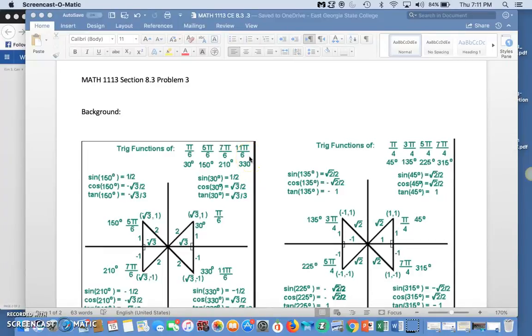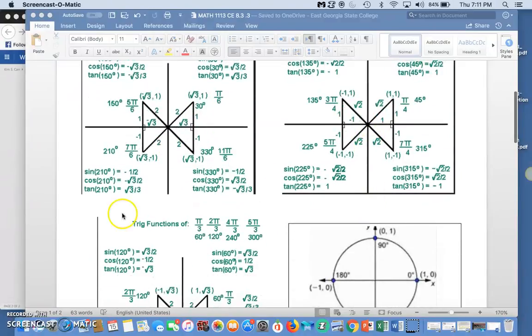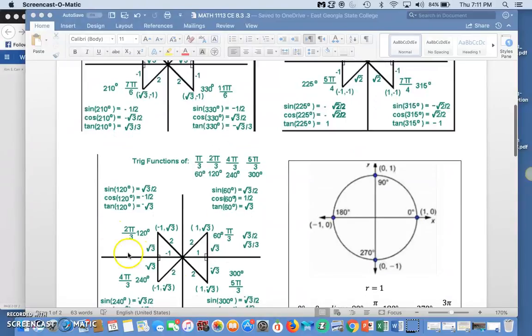Okay, this is an updated version for section 8.3, problem 3. This is a lot of the background information that you have. It is showing your special triangles in each of the four quadrants. This is the 30-degree triangle in all four quadrants, or the pi over 6. This is the 45 in all four. This is your 60 in all four, or the pi over 3.